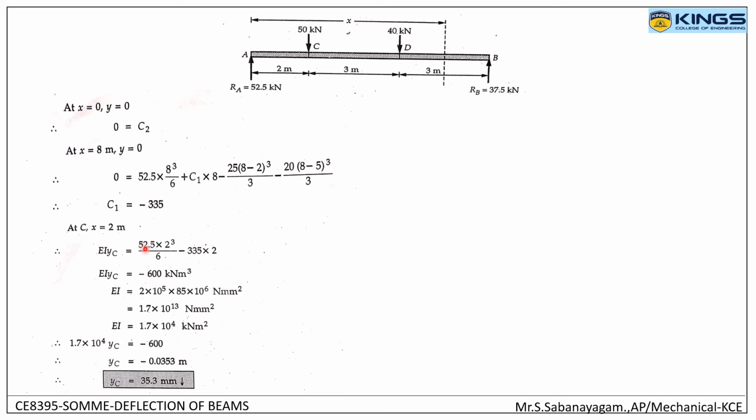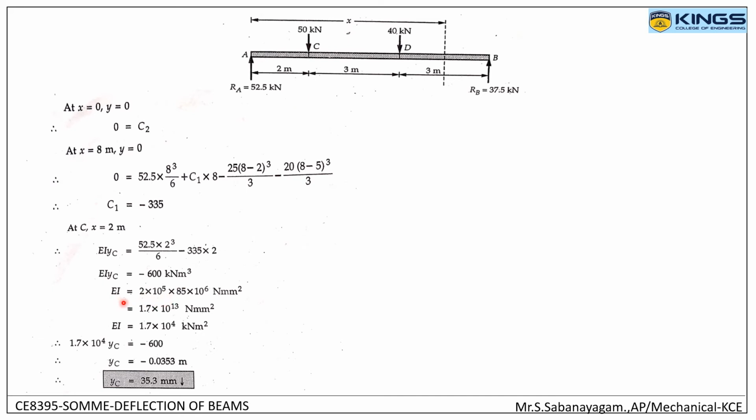So at C, x equal to 2 meter. At this point C the distance is 2 meter, hence x is equal to 2. On substituting in the deflection equation, EIy, since it is point C, y is represented as yc, that is deflection at point C is equal to 52.5 into, instead of x, 2 is substituted, so 2 cube by 6 minus, instead of c1, minus 335 into 2. On solving this, EIyc is equal to minus 600 kilonewton cube.